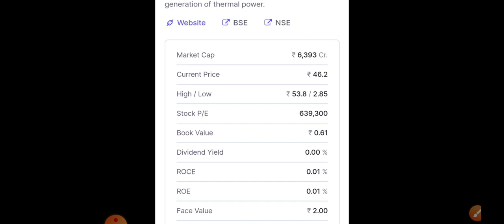High was 53, low was only 2 rupees. And the stock P/E, you can see, is not even in thousands, it is in lakhs. And if you see dividend yield, it's not provided. Book value is only 0.61. And you can see both the return on capital employed and return on equity are in decimal regions. You can see 0.01%, so that is very, very less.